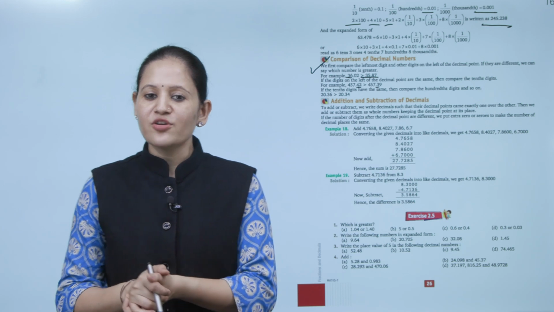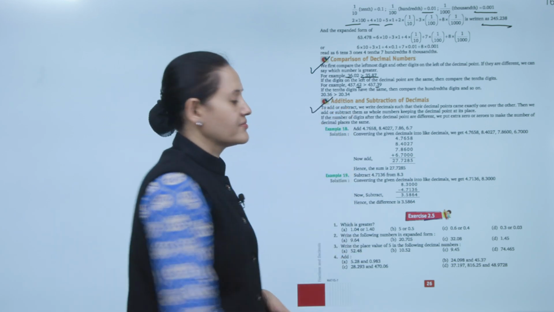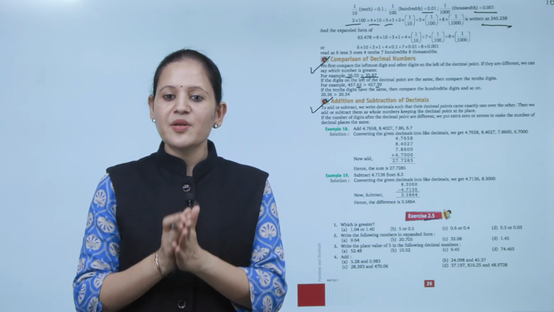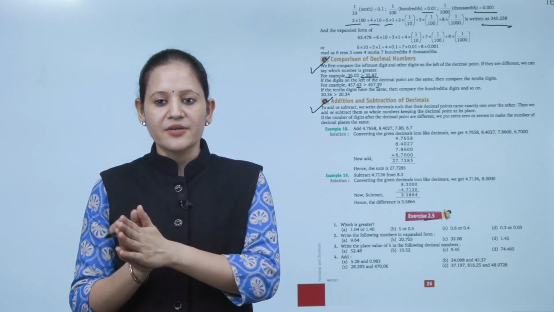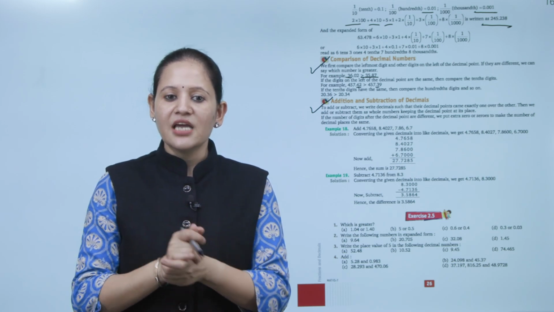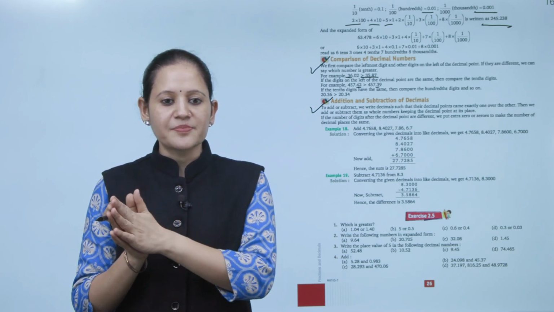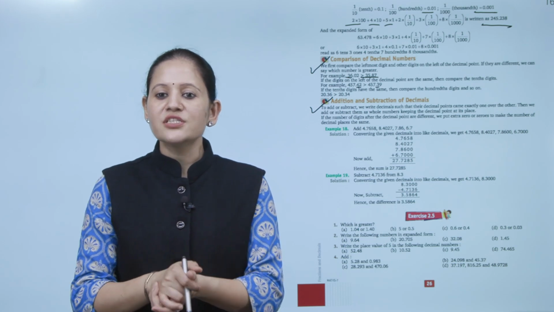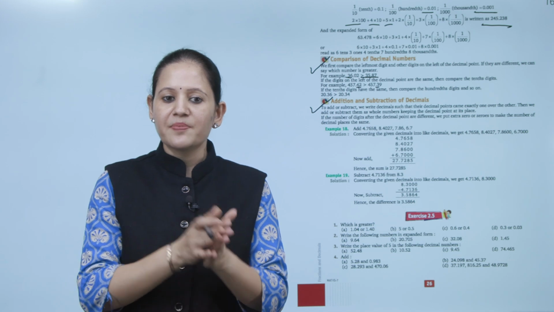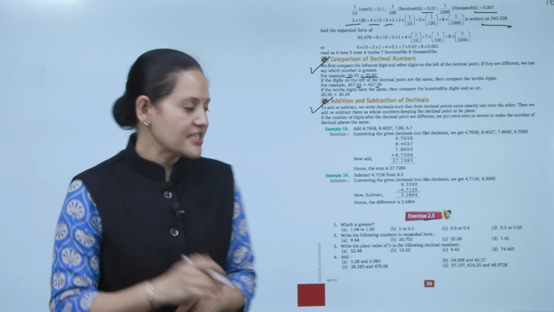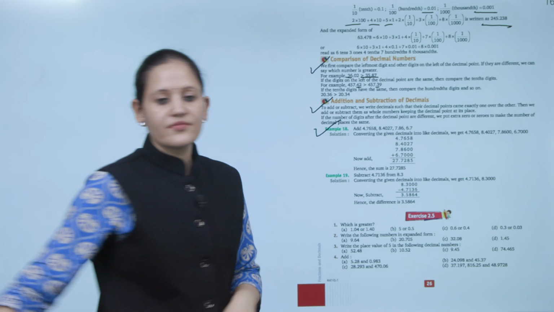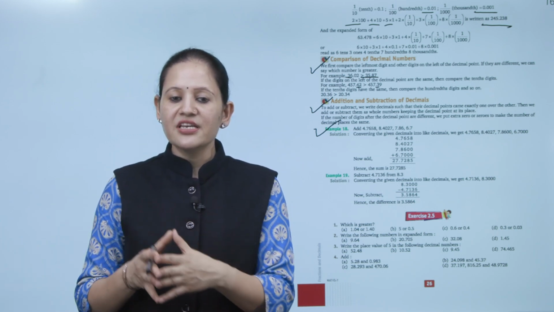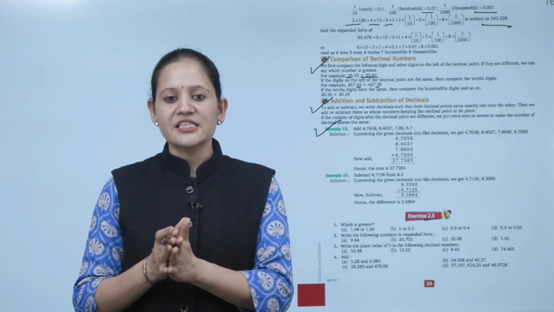Next is addition and subtraction of decimals. To add or subtract, we write the decimals such that the decimal points come exactly one over the other. Then we add or subtract them as whole numbers, keeping the decimal point in place. If the number of digits after the decimal point is different, we put extra zeros to make the number of decimal places the same. So we will take an example. We have to add 4.7658, 8.4027, 7.86 and 6.7.